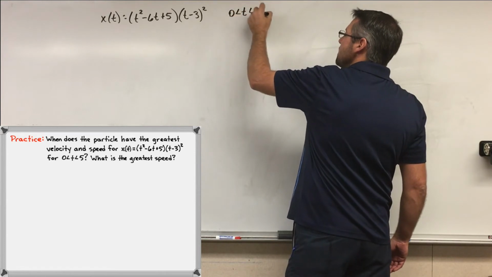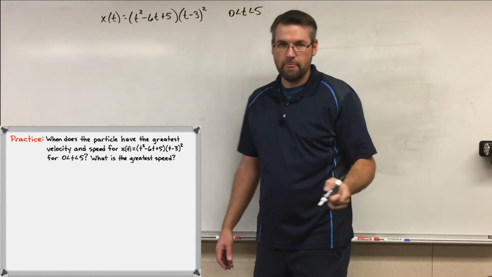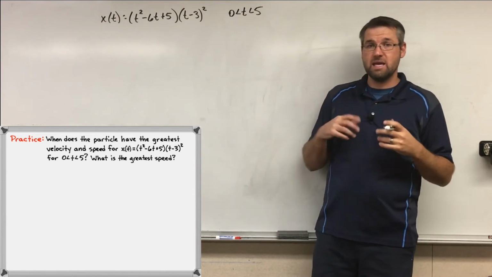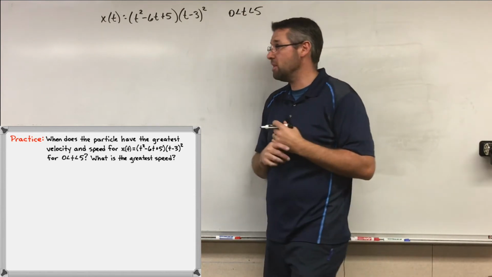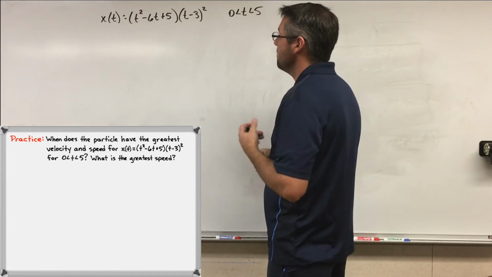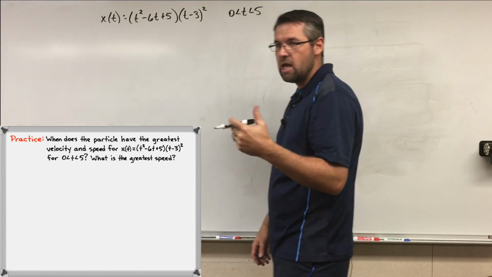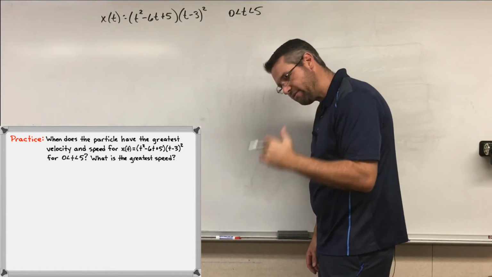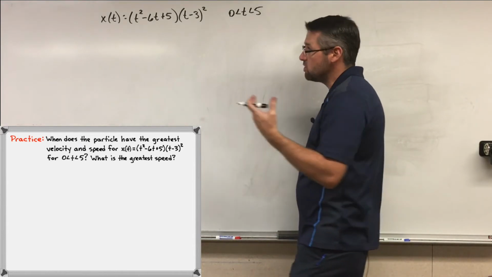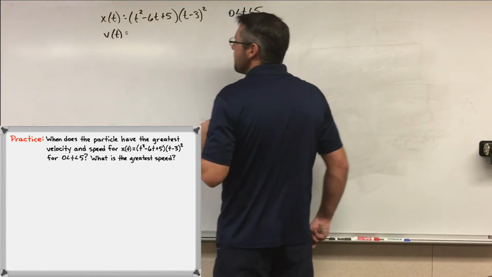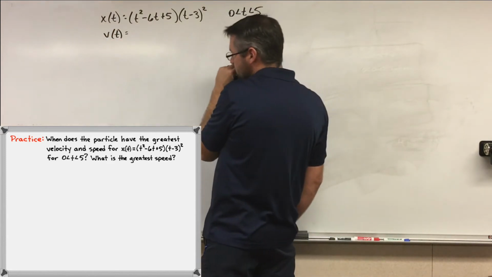You'll notice that in the previous problem, the interval was closed, so we had to consider those endpoints. Let's see how that plays out in this problem. So the first thing we have to do, if I'm looking for the maximum velocity, I have to get to the derivative of velocity, which means I have to know what velocity is first. So velocity is the derivative of position.